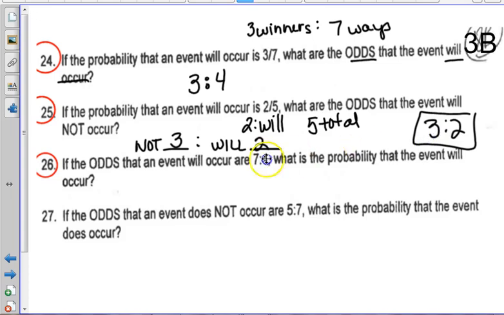I can try. Okay, if the odds an event will occur are 7 to 4, what is the probability the event will occur? So 7 winners, 4 losers. So what's the probability? 7 out of 11, right? That's 7 winners out of 11 total. Right. There's one question on the quiz, like one of those. All right.